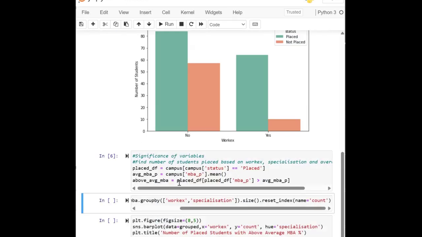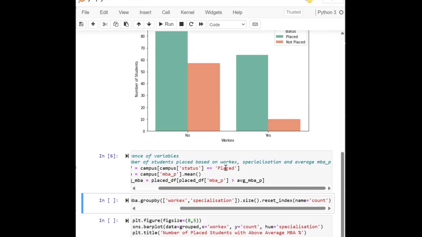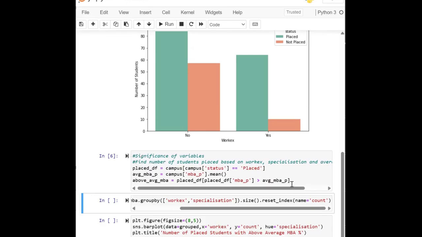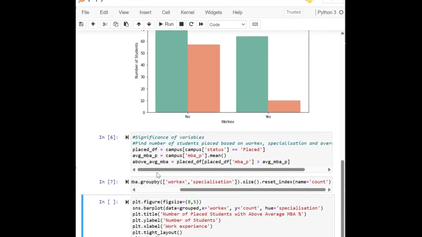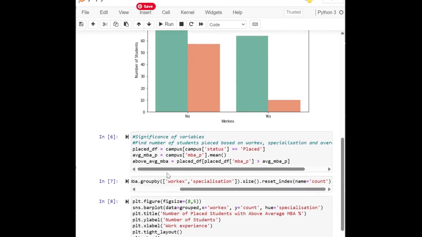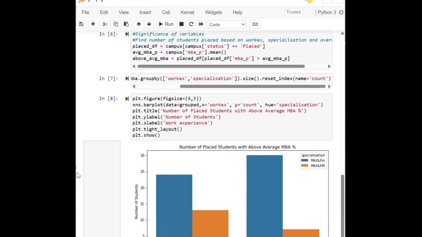The next significance that we're trying to find out is the number of students placed based on work experience, specialization, and average MBA percentage. It is possible to find that applicants with marketing and finance specialization taken in MBA receive more job offers than applicants with marketing and HR specialization.